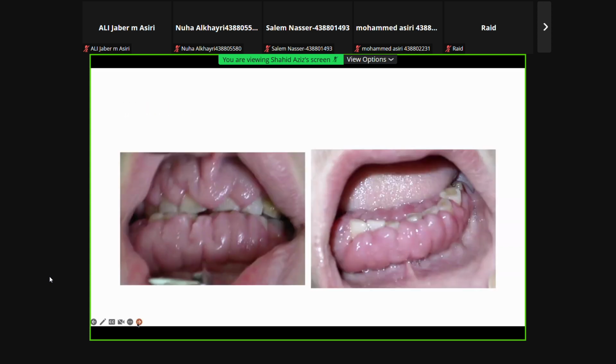Now, I'm sure all of you can recognize what this image is. Can you tell me what you see? What do you see in this image? This is a patient with gingival hyperplasia. This patient can come to a physician.